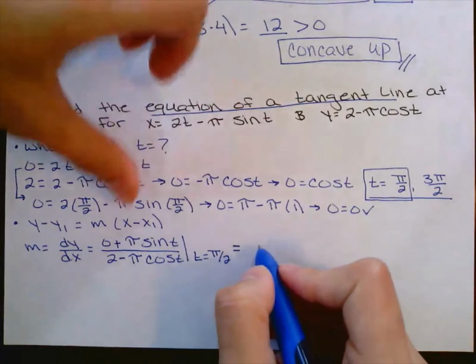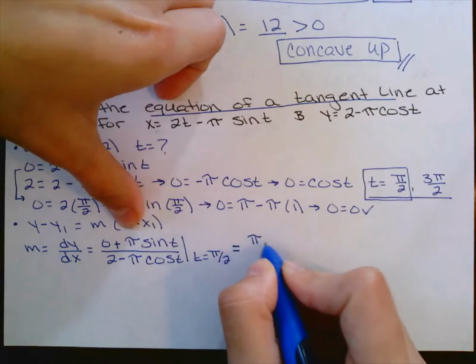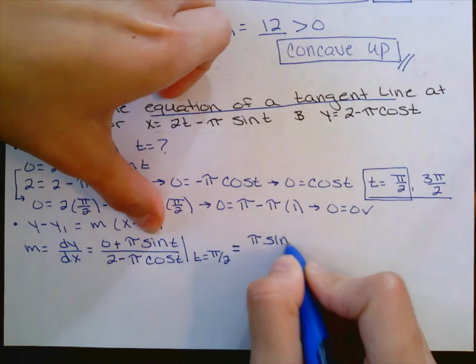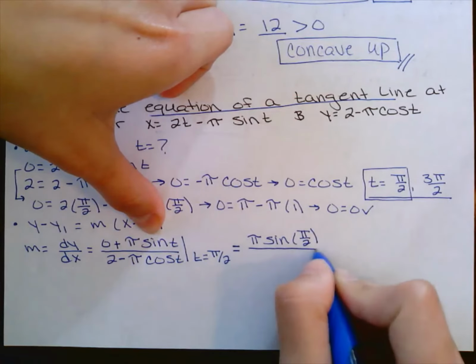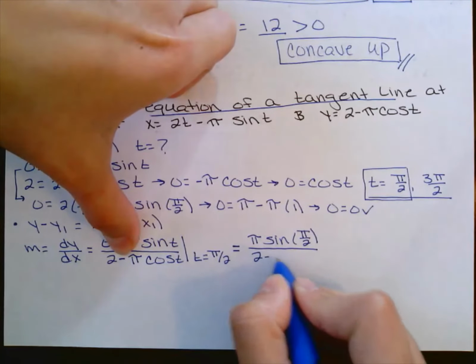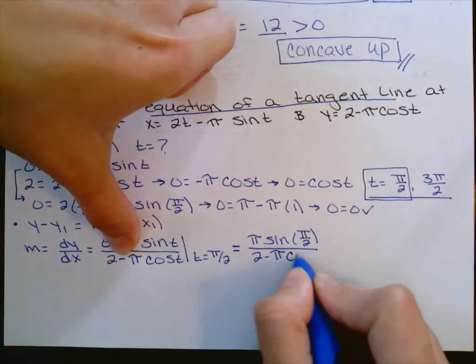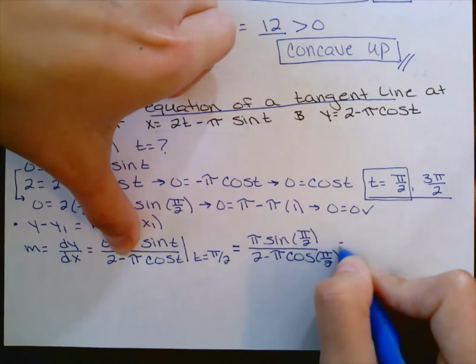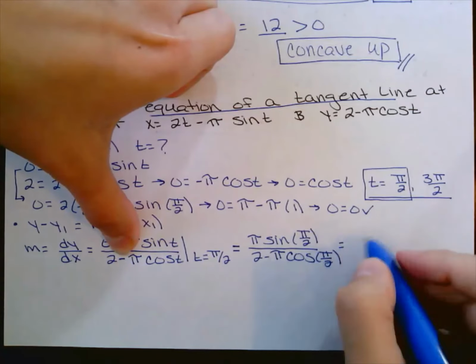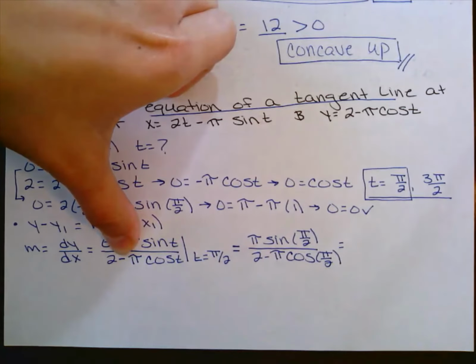So now I can say pi times sine of pi over 2. We're going to go to our unit circle for that in a minute. And then 2 minus pi cosine of pi over 2. Sine of pi over 2 is 1. So this is 1 times pi.